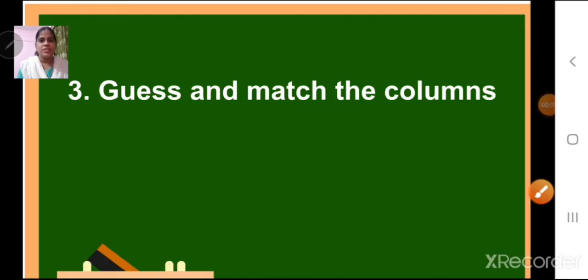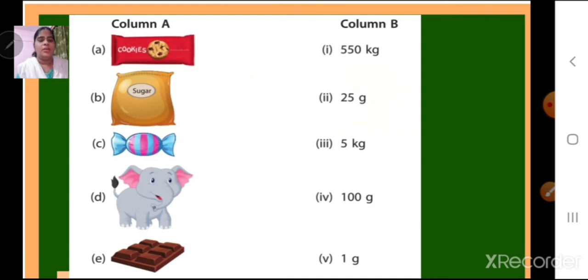Children, next one is question number 3. Guess and match the column. This you are going to do in your textbook itself. Okay. Now here in column A we have a few figures: cookie, sugar, candy, then elephant and a chocolate, correct? And in column B we have all the weights. So you have to think which is heavier and which is lighter. According to that we can match the columns, correct?